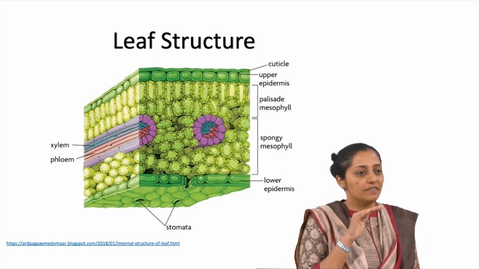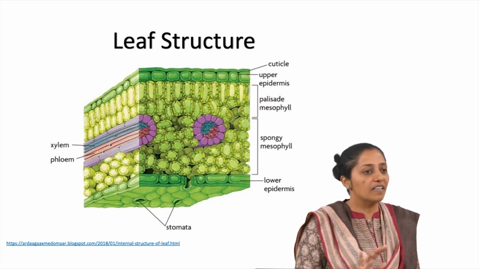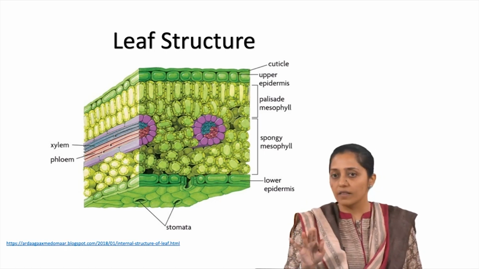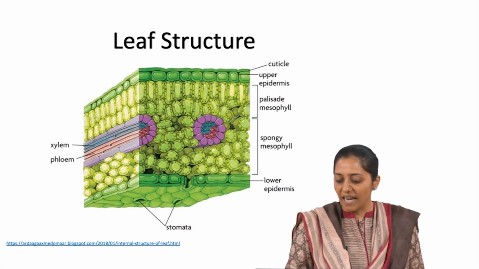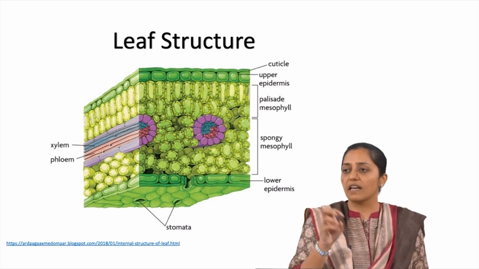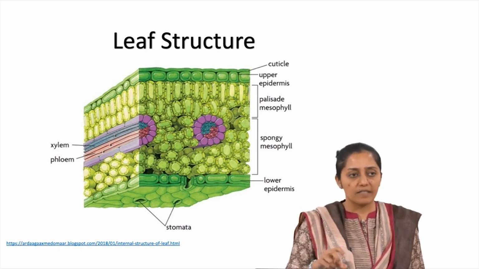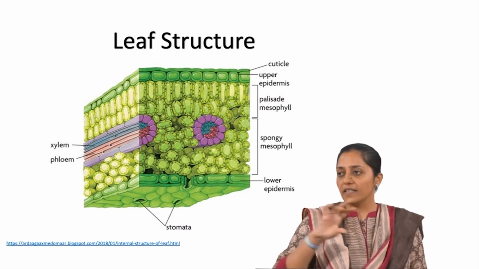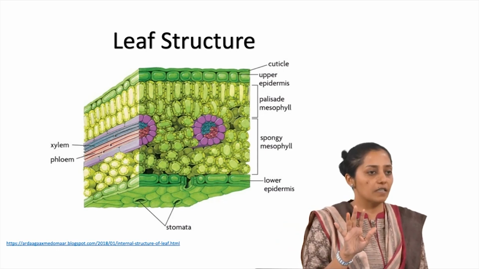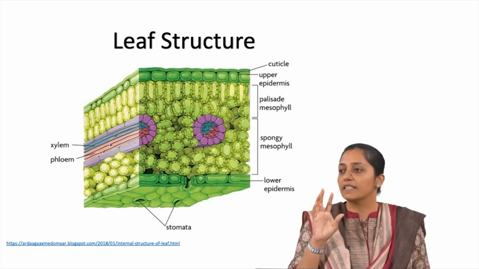And then below that are your parenchyma cells, modified parenchyma cells, which are the site for photosynthesis. So, the palisade mesophyll and the spongy mesophyll. The spongy mesophyll cells are randomly arranged, so there are spaces. It is more flexible. The upper layer, the palisade mesophyll, is again parenchyma cells only, where your light reactions take place, where light gets captured.